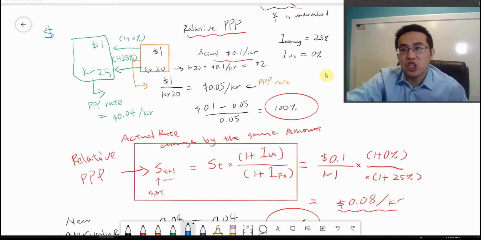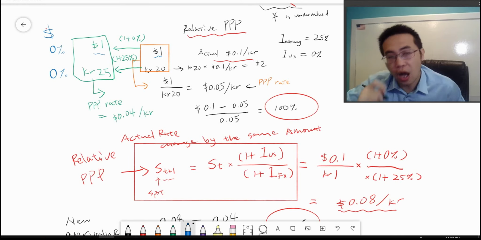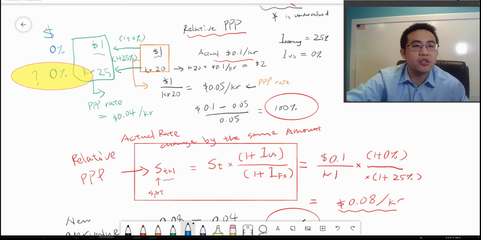So what's the rate of change in the US for the burger price? It's 0%. It was $1, now it's still $1 just because inflation is 0. But what about the rate of change in Norway when measured in dollars? Under the relative form of PPP, it still needs to be 0%. Okay, how can I verify this is 0%? Why do I know this is true?